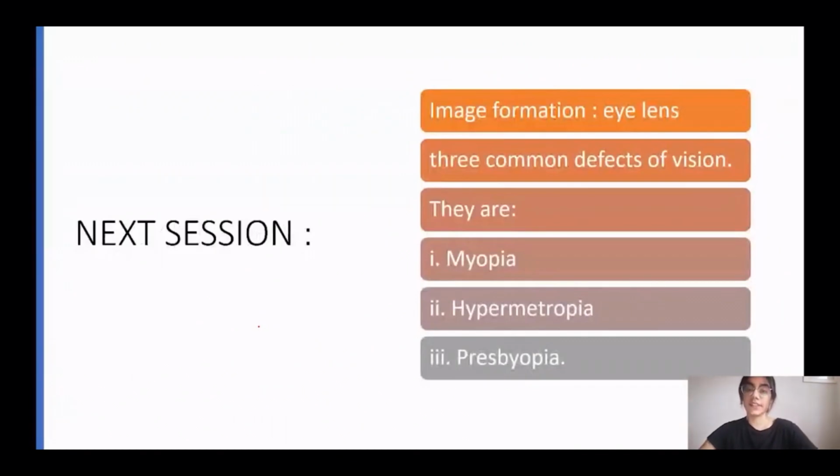So this is it for this session. As I told you, in the next sessions we will see image formation by eye lenses, and we will discuss minimum and maximum focal lengths. We will see the common defects of vision, which are myopia, hypermetropia, and presbyopia.